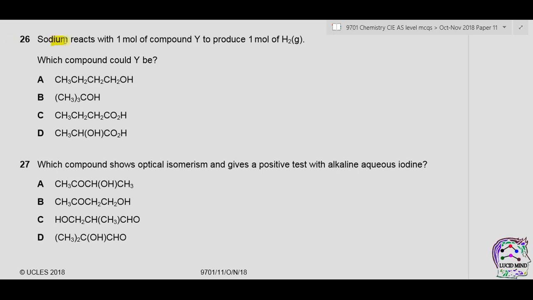Question 26. Sodium reacts with 1 mole of compound Y to produce 1 mole of hydrogen gas. Which compound could be Y? Let's react these compounds with sodium. As this is an alcohol, it will form alkoxide with sodium and produce hydrogen gas.